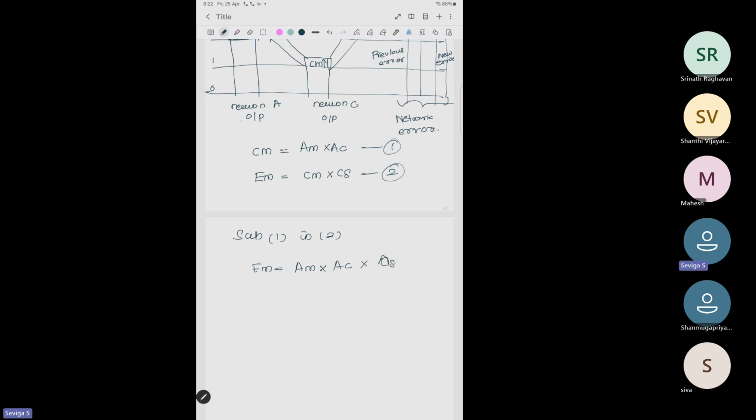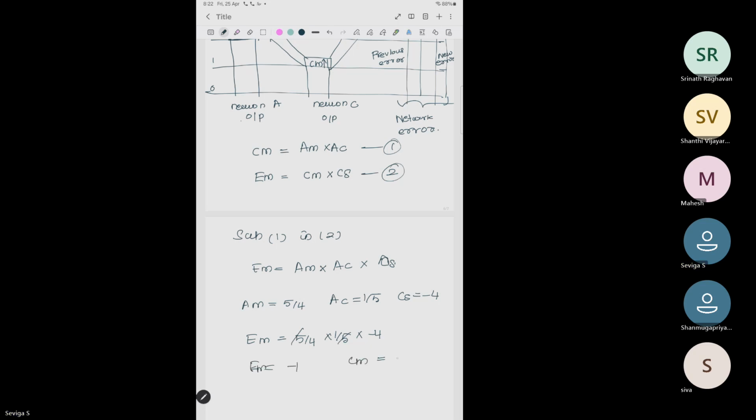Let's have a small example. If AM is equal to 5 by 4, AC is equal to 1 by 5, C delta is equal to minus 4. So EM value will be 5 by 4 into 1 by 5 into minus 4. So we have minus 1 is EM.